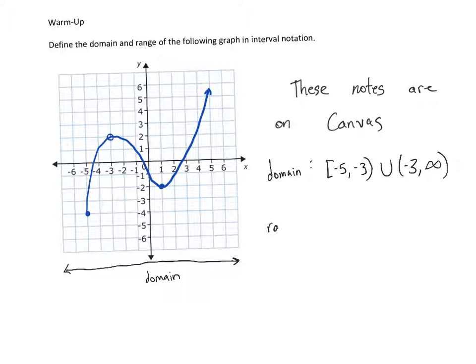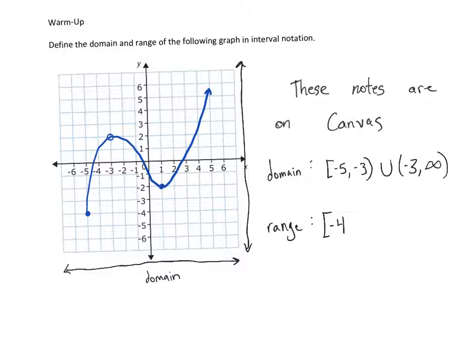So now let's get our range. Range, we're looking bottom to top. How are we moving? Bottom to top, where do we start? -4. -4. So looking from the bottom, -4 we start, we go up, up, up, up.